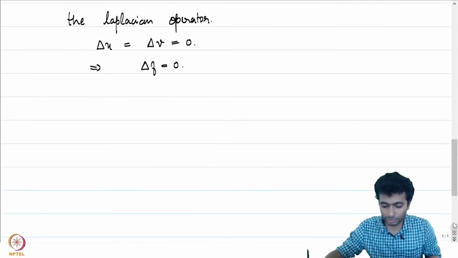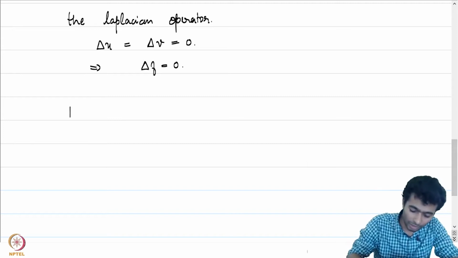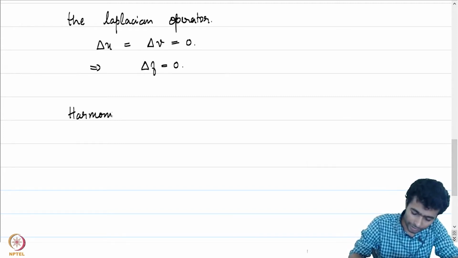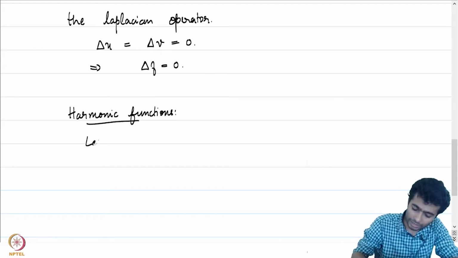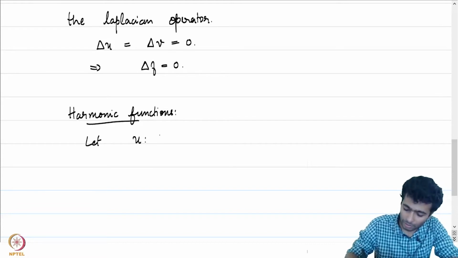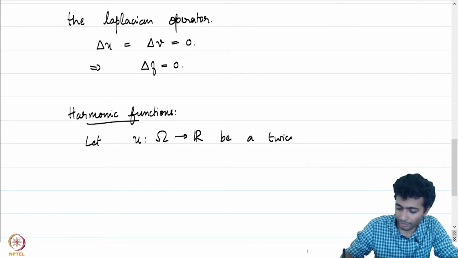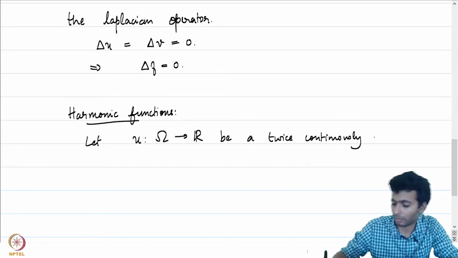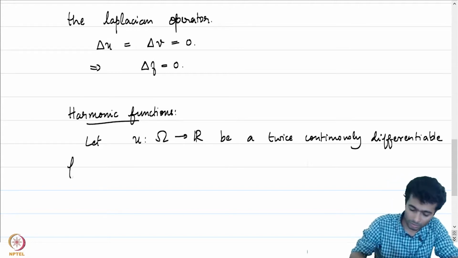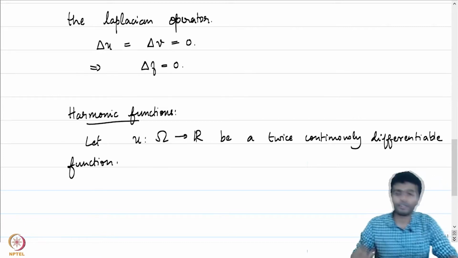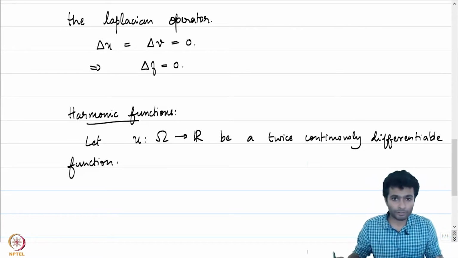So we are now in a position to define what harmonic functions are. Let u from Omega into R be a twice continuously differentiable function. We say that u is harmonic if the Laplacian of u vanishes.